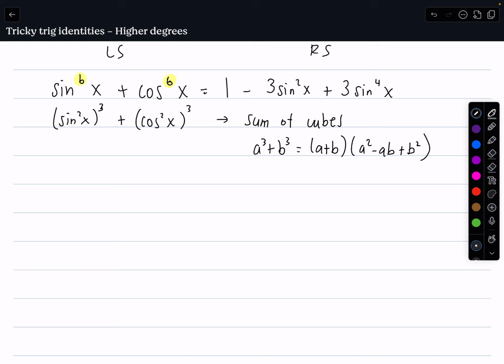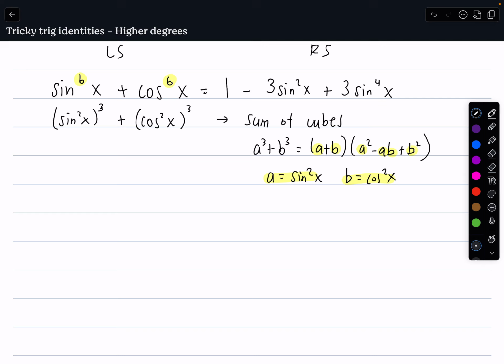Now, in this case, we're going to say that a is going to be our sine squared x, and b is going to be our cos squared x. So now, if we treat this as a sum of cubes, this a and b are what we're going to plug in as these points. This is how you unlock the question, and then the rest becomes a lot easier.